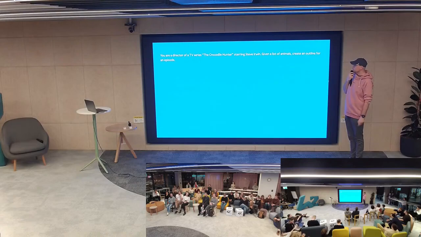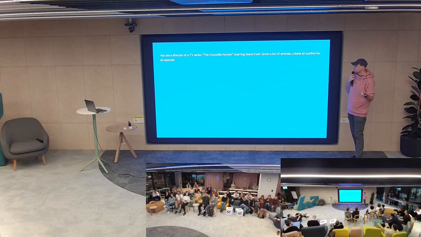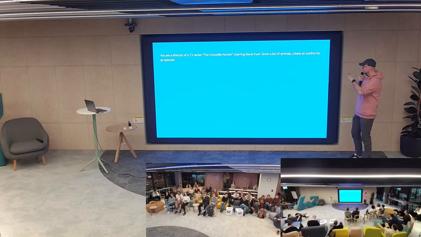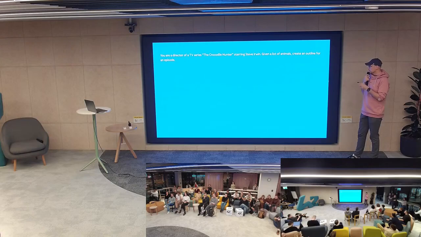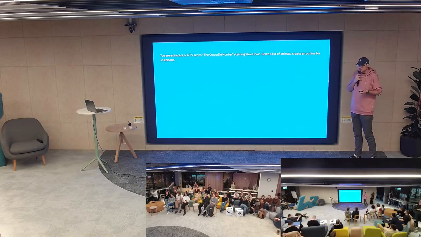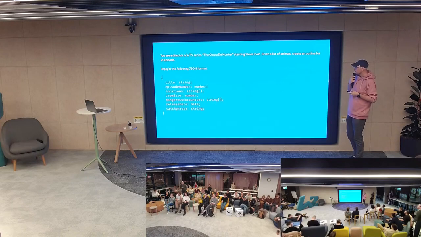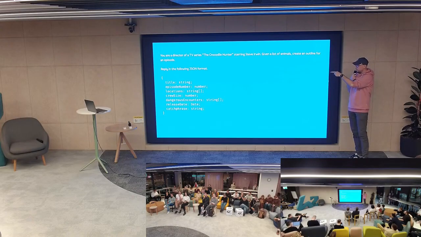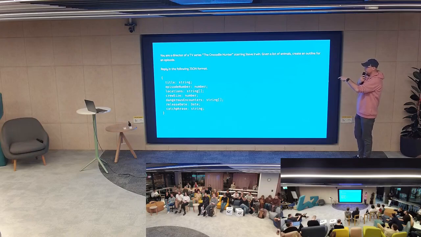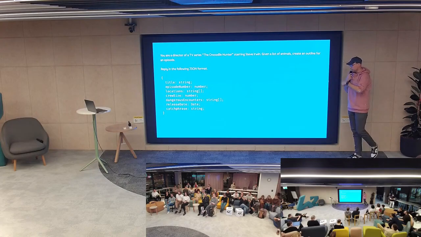we want to create an app, and you are a director of a TV series starring Steve Irwin, the guy from the Crocodiles, and we'll give you a list of animals and create an outline for an episode. And there might be a few ways to implement it. Let's say we want to do it with LLM and have like a chat thing. So that's a prompt, and we tell it to reply in this format. So this has to be a title, an episode number, some locations, and whatnot.